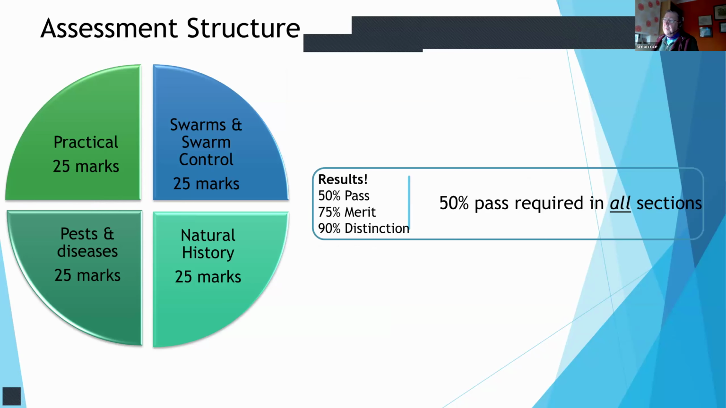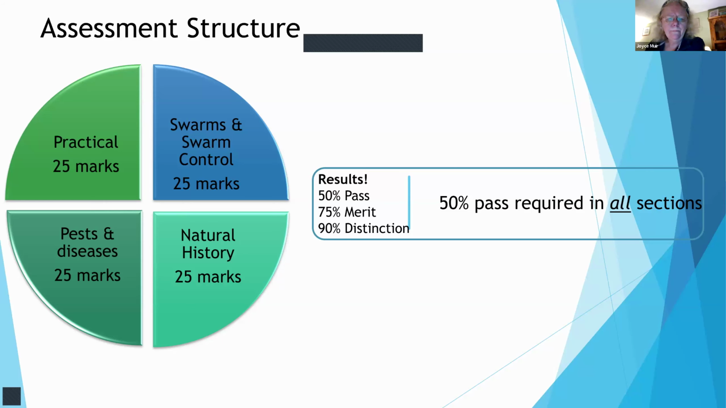So the basic assessment is made up of 4 sections. There is a practical assessment at a hive of bees. And then we go and sit down with a cup of tea and we talk through some questions. The whole assessment is marked out of 100, and each of the 4 sections.